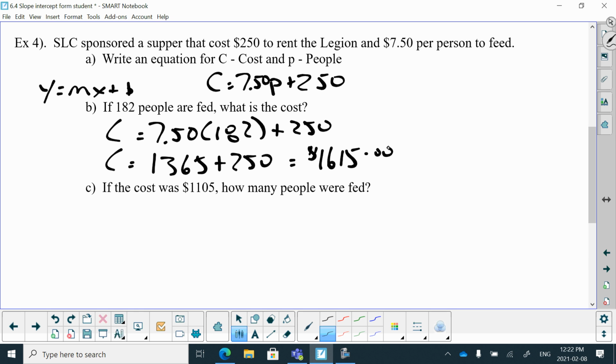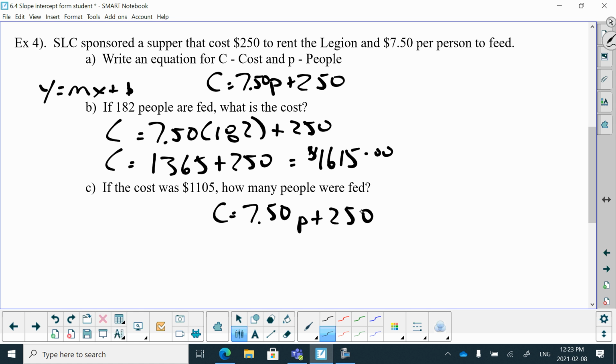Okay, so let's say it cost us $1,105. How many people were fed? What do we have to do to figure that out? Divide by 182. 1105 divided by 182? That's the other question. This is completely different. What's our equation again, Darren? That we just made? It'd be C equals 750 D plus 250.